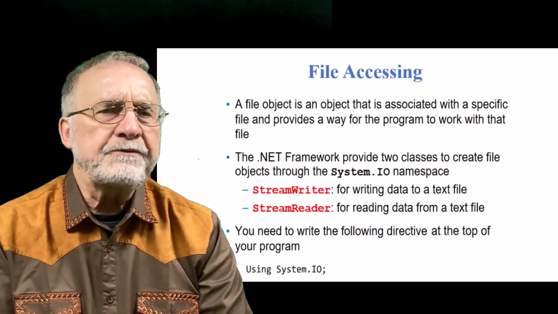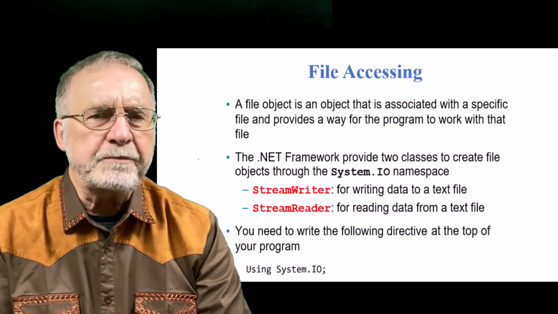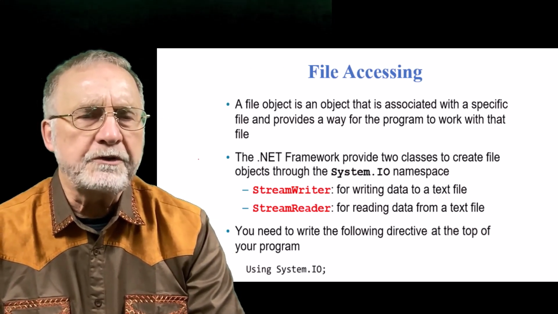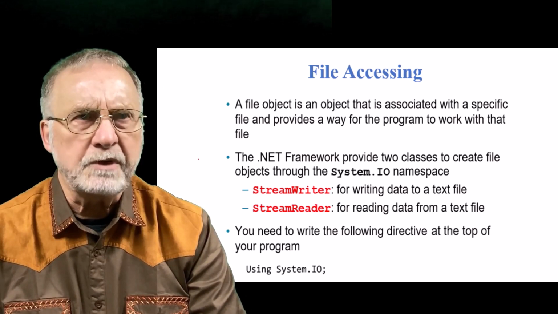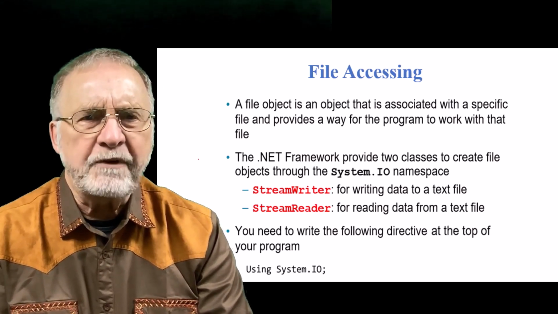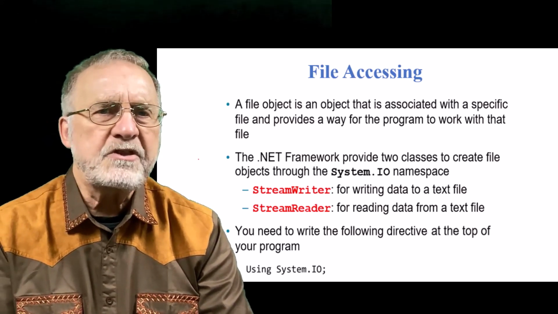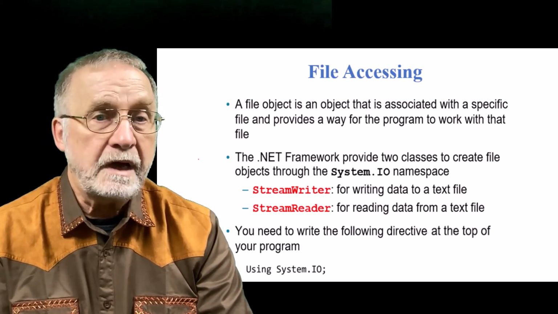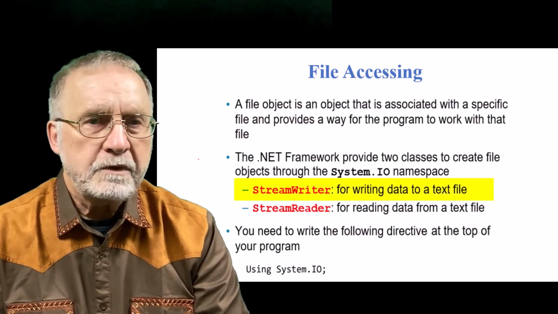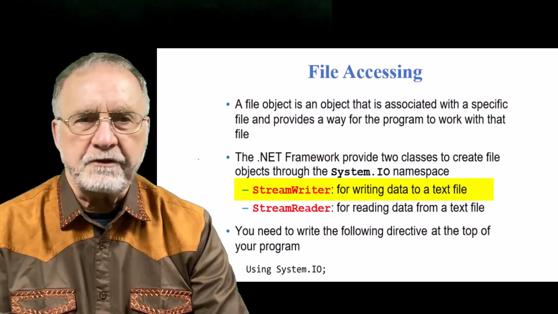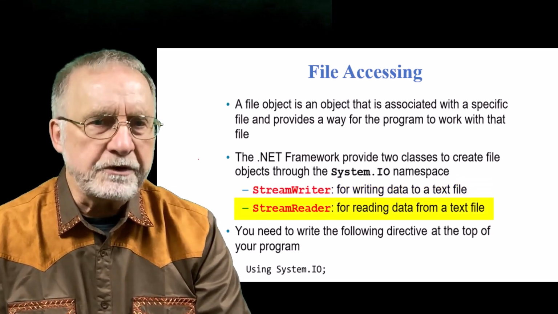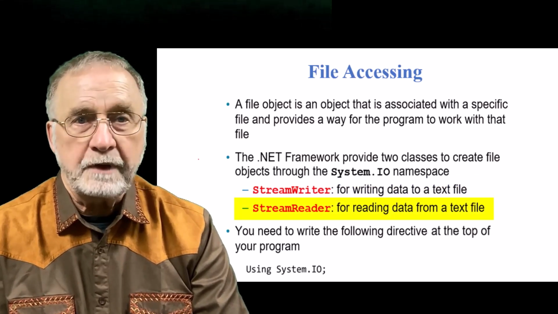In order to work with files, a file object has to be associated with the file you are going to use. Sounds almost like double talk, doesn't it? .NET Framework provides two classes that are used to create file objects through the System I/O namespace. They are the stream writer, which is used for writing data to a text file, and the stream reader, which is used for reading data from a text file.